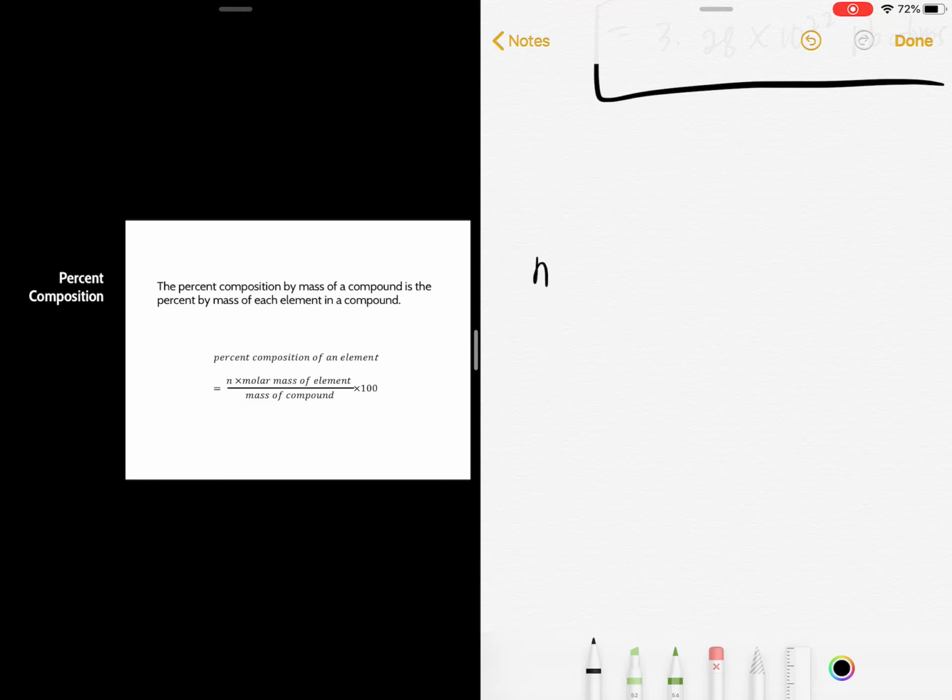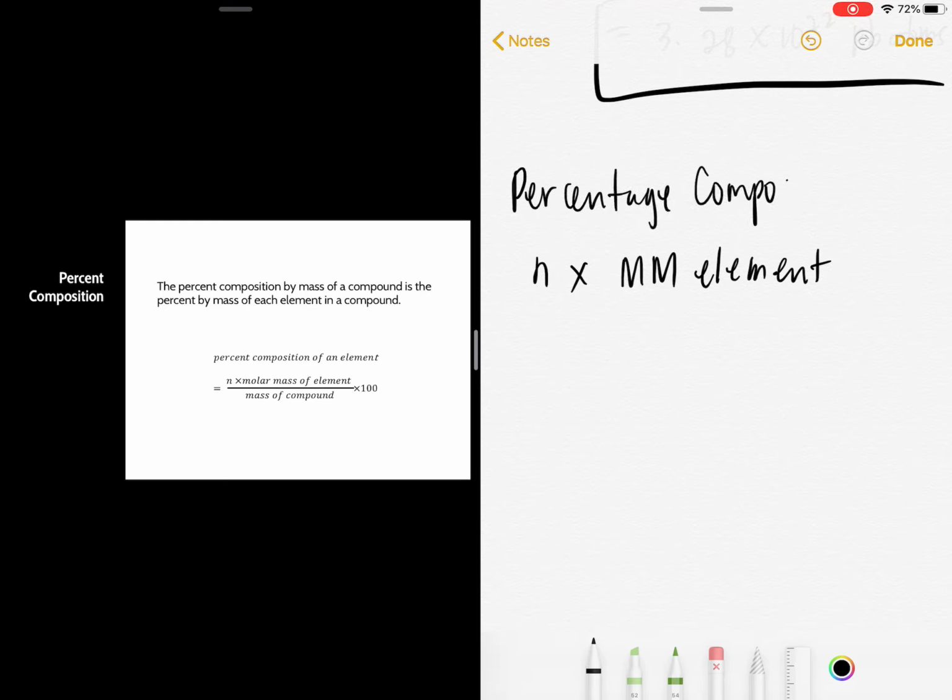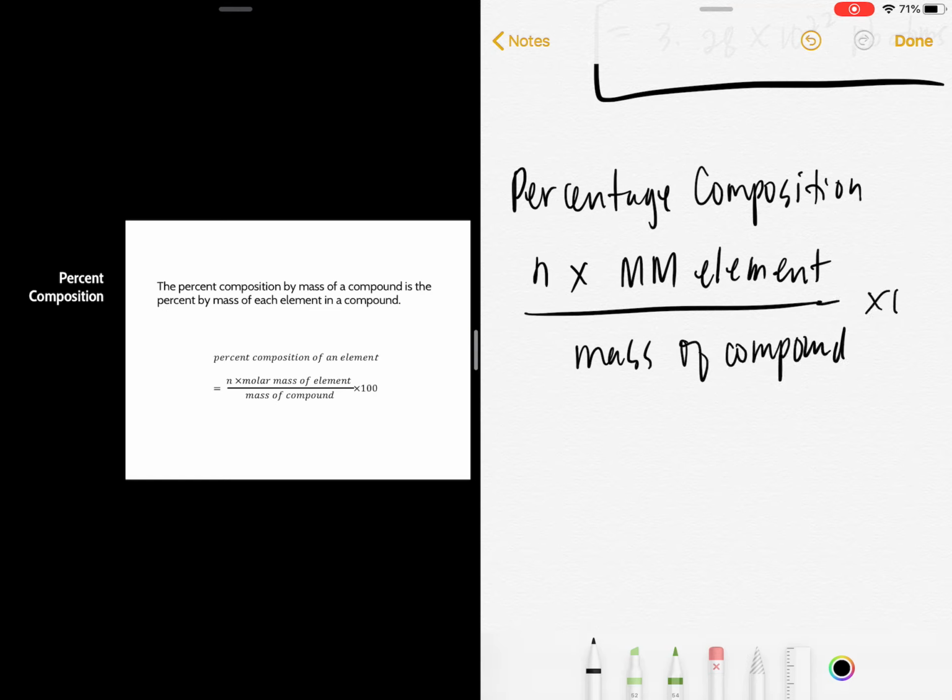So, ano yung formula? N times the molar mass of the element. Saan galing yung molar mass ng element? Sa periodic table pa rin. Lagi natin gagamitin yung ating periodic table pag tayo ay nagsosolve. Over the mass of the compound, ibig sabihin the entire compound times 100. So, I'll show you how to use this formula.